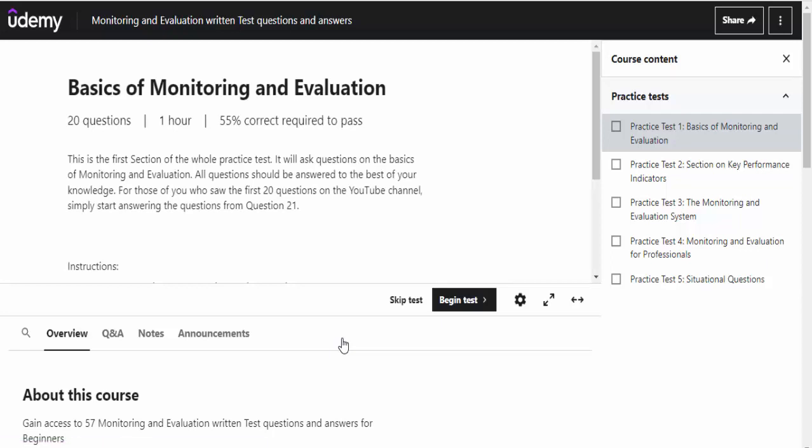So now it's interesting because there are different sections. You've got practice test 1, practice test 2, practice test 3, practice test 4 and 5. All of these are different categories. You've got the basics of M&E, key performance indicators, monitoring and evaluation system, monitoring and evaluation for professionals, and situational questions. So now I want to just give you a sample of some of the 20 questions that are in the basics, and then if you are interested, you can further enroll in this course.